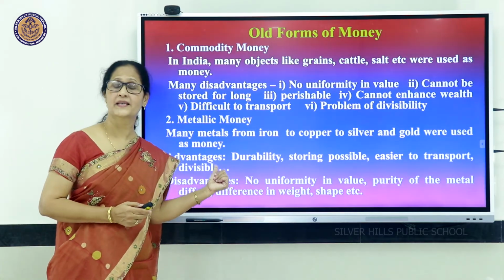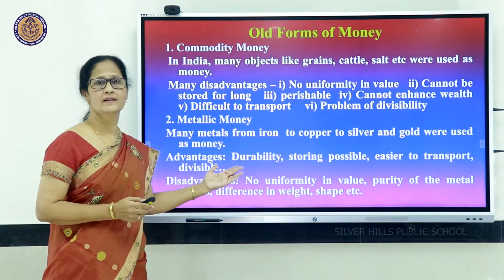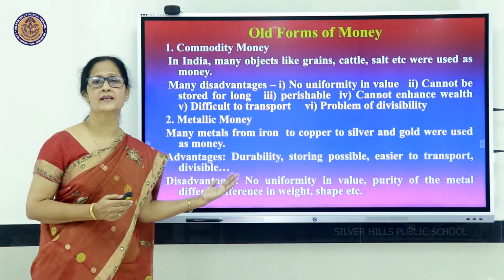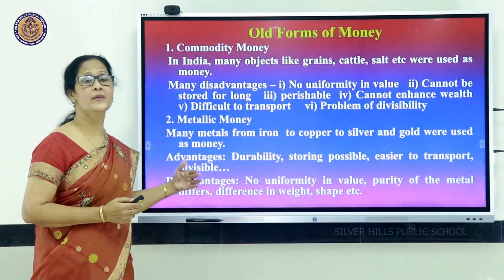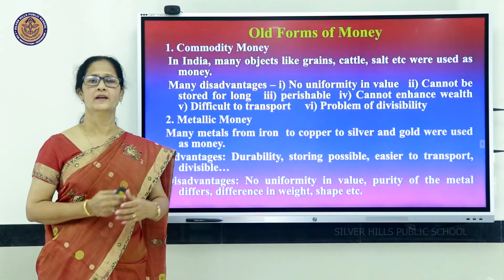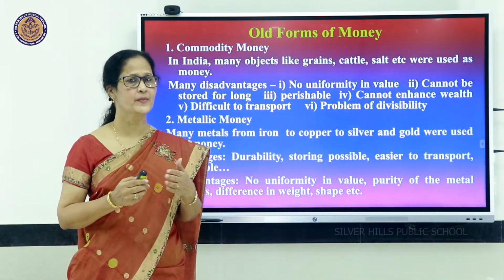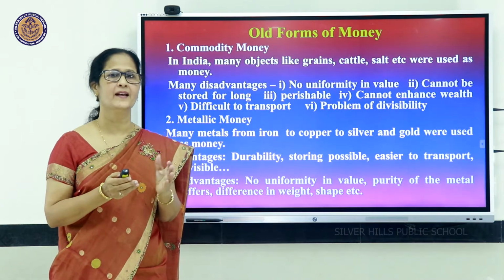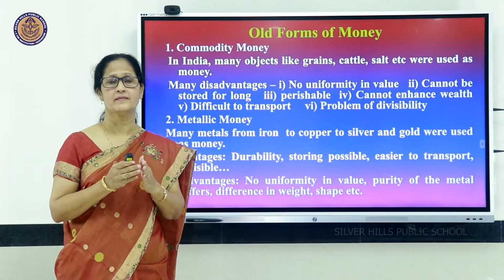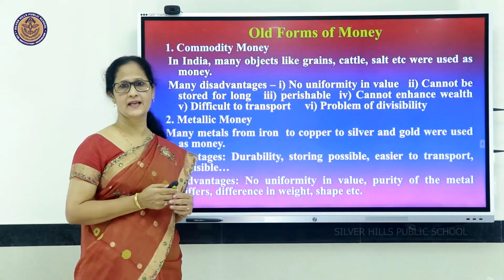But metallic money also had some disadvantages, like again there is no uniformity in value. The purity of the metal can differ. There will be differences in the weight and shape, etc. Again, when there is a problem, there is a solution. So human beings innovated again and they started giving specific shapes, sizes and weight to metallic money.